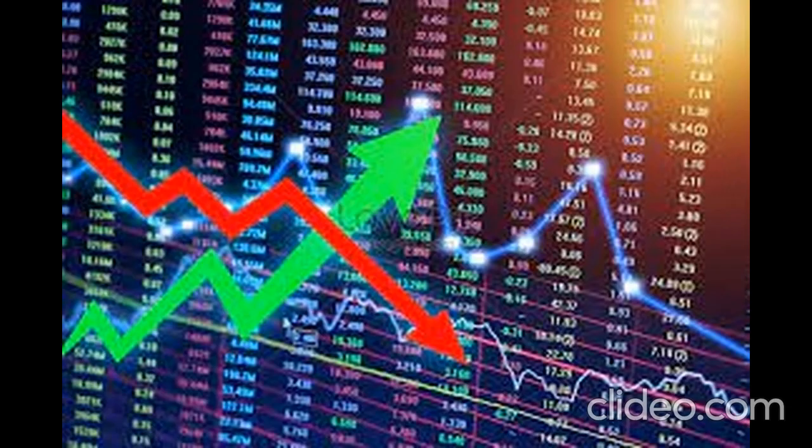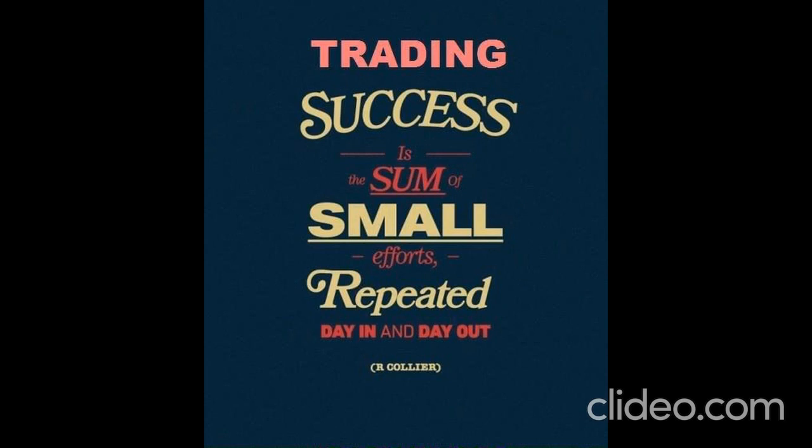Choose the right broker. Risk management. Limit your risk on each trade, e.g., 1 to 2% of your trading capital. Use stop-loss orders to protect against significant losses.